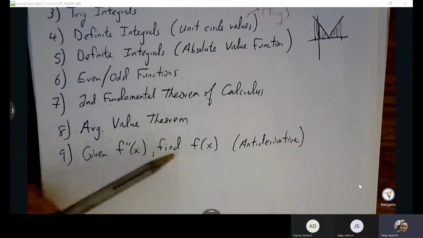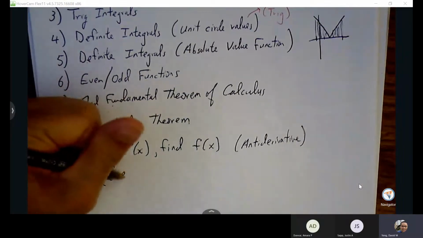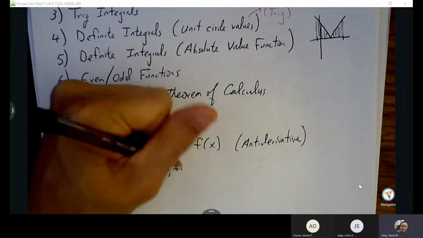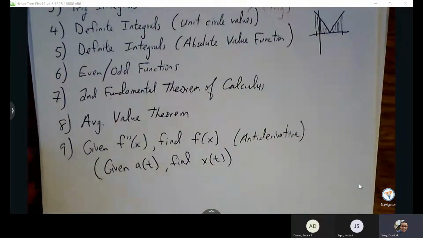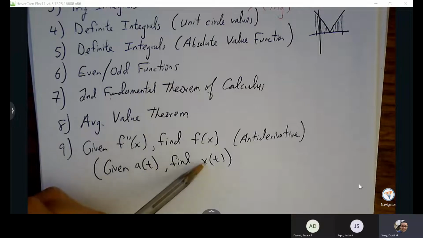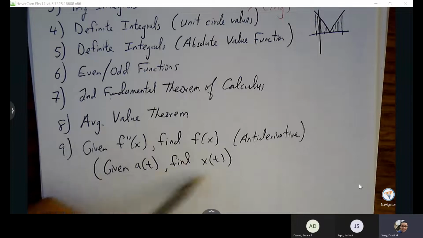Given the second derivative, find f of x, or another variation would be given acceleration, find x of t, find position. So we take the antiderivative from acceleration to velocity. If there's an ordered pair we can plug in, we solve for c. We take the antiderivative again to get from velocity up to position. We saw that variation on the quiz, and we expect to see that on the test as well.